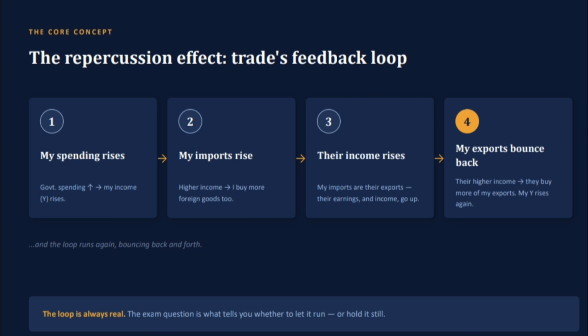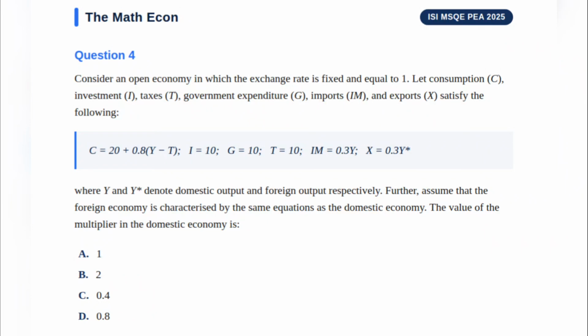It is the trade feedback loop between two economies. The question is never whether this loop is real. In real economies, it genuinely happens. The question is always, for this specific question, am I supposed to let that loop run or am I supposed to hold it still? So now let's go back and actually read what question 4 asks. It says the value of the multiplier in the domestic economy is. Notice what it does not say. It doesn't say assuming the foreign economy also responds, and it doesn't say incorporating trade feedback. It just asks for the multiplier as a general standalone concept.